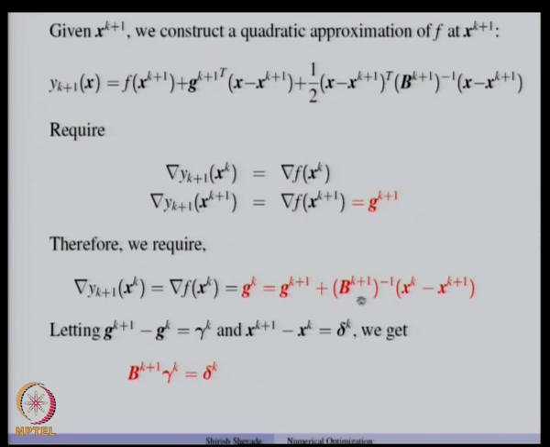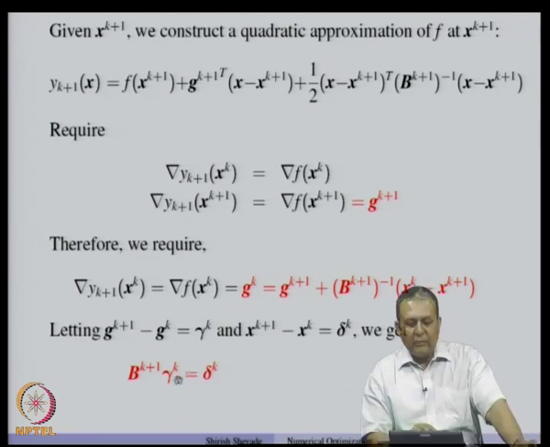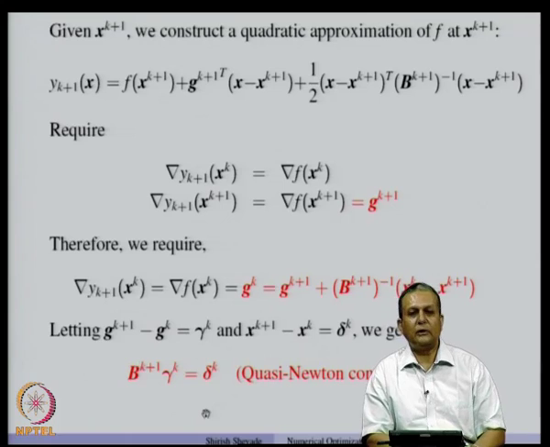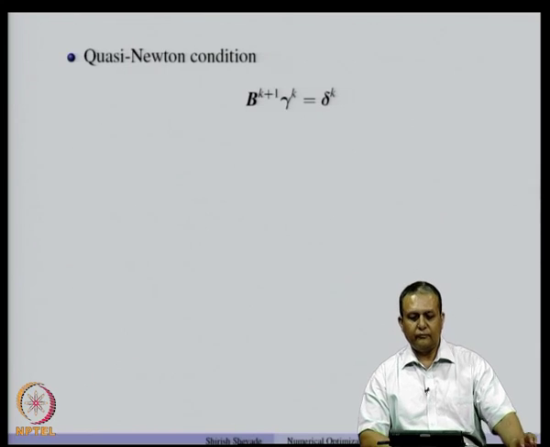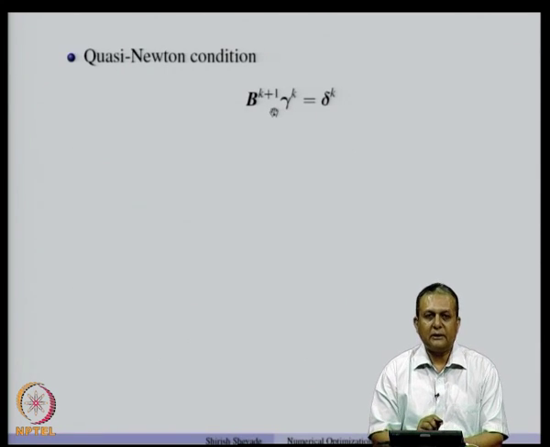So, since Bk plus 1 we want is an invertible matrix, we can write gk plus 1 minus gk to be gamma k and xk plus 1 minus xk to be delta k, and write this quantity as Bk plus 1 gamma k equal to delta k. So, we want Bk plus 1 to satisfy this condition, and this condition is called the quasi-Newton condition. So, now let us look at this quasi-Newton condition Bk plus 1 gamma k equal to delta k.